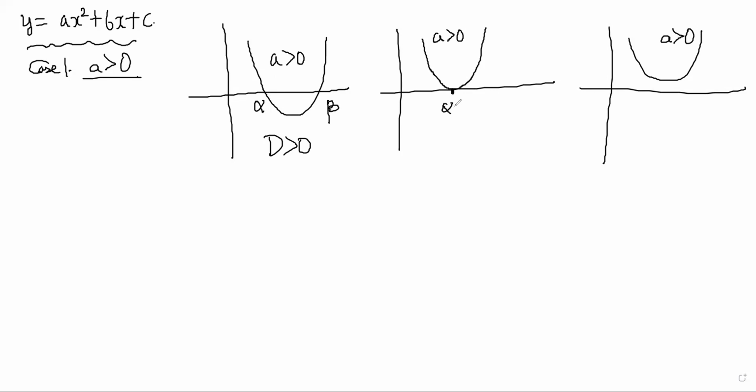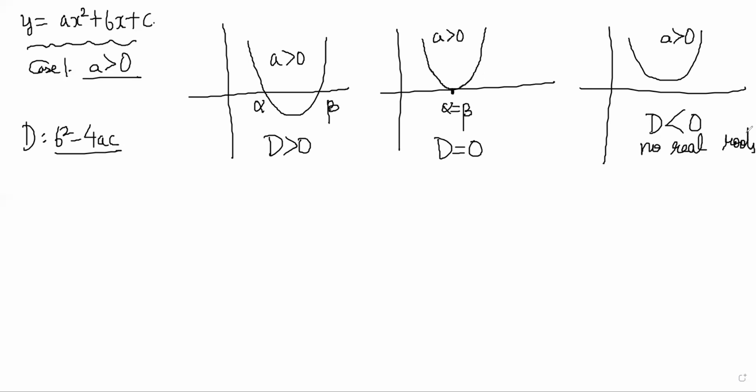This is the case when alpha is equal to beta. So you have equal roots. So this is d is equal to 0. And d is what? D is b square minus 4ac, the discriminant. And the final case is when d is less than 0, when there are no real roots, because you notice that here the graph is always above the y is equal to 0 line, right? So these are the three different graphs for the equation when a is greater than 0.